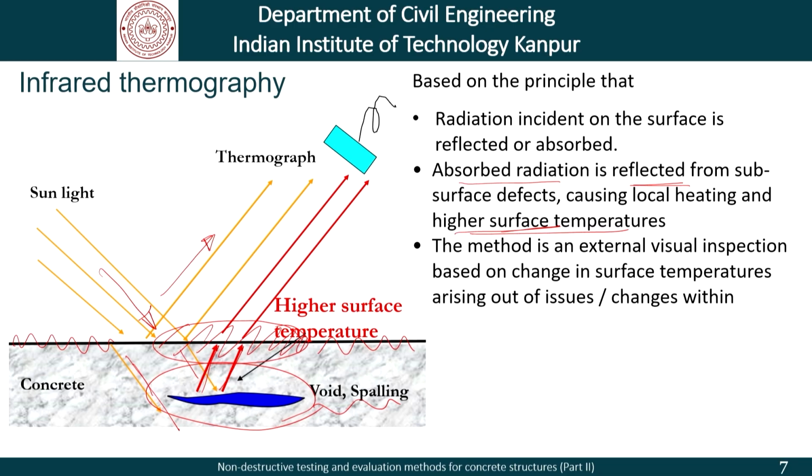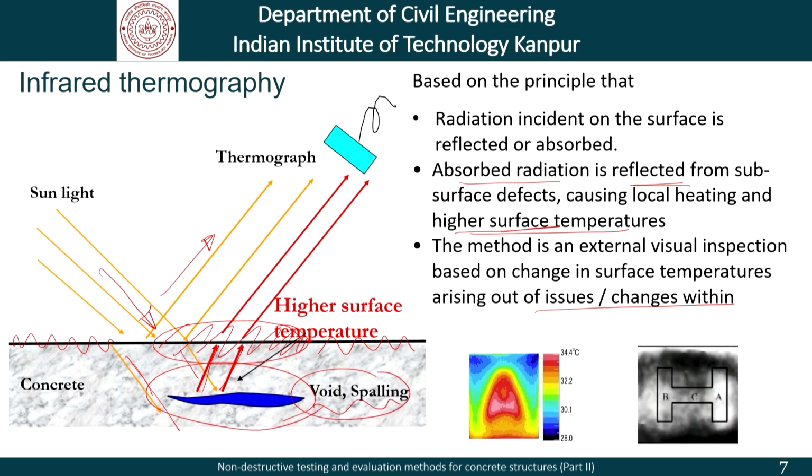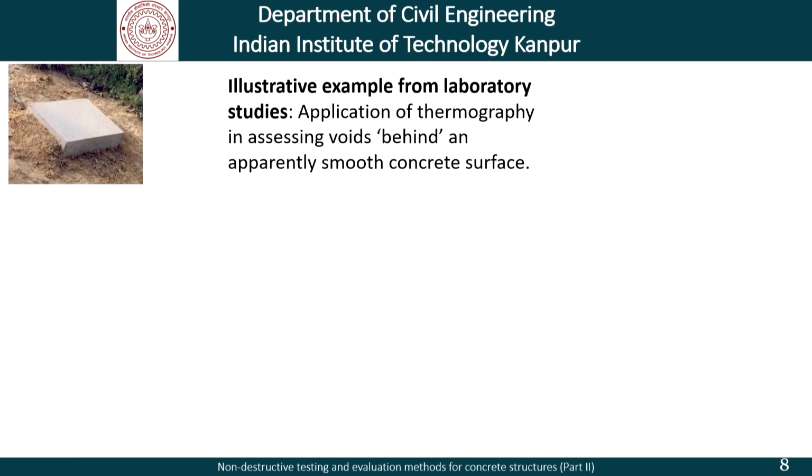So, this method is basically an external visual inspection method based on changes in the surface temperature arising out of issues or changes within the surface. Here are examples of what we will see at the surface for two cases. Now, these two cases are from laboratory studies, and this is what the laboratory study is.